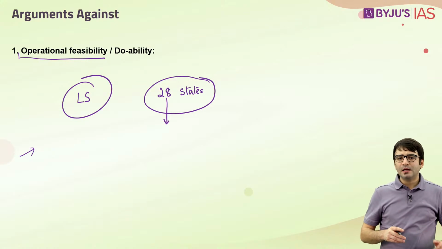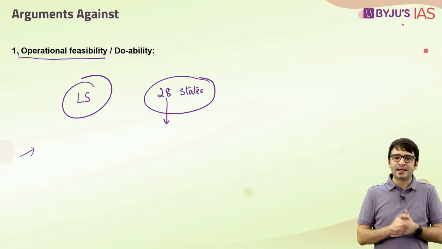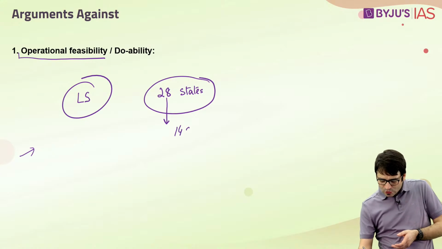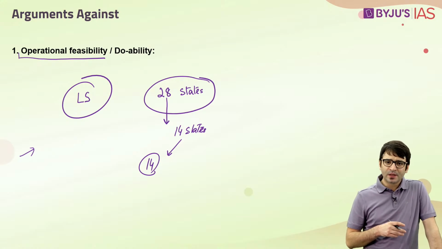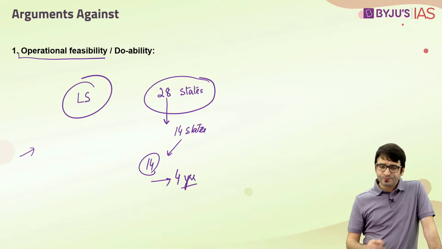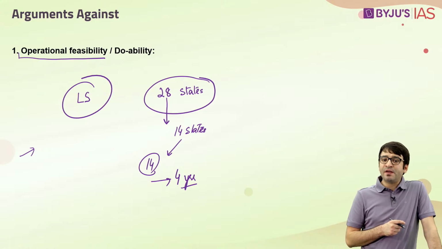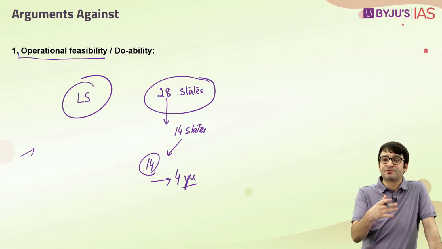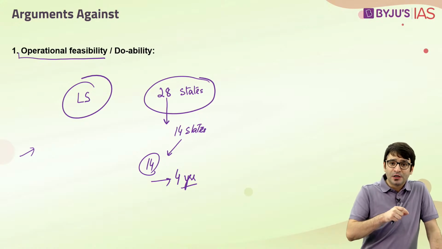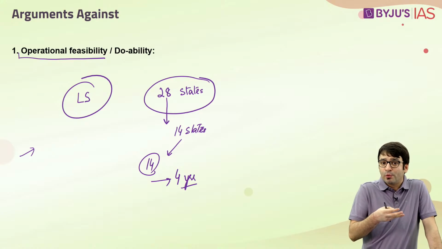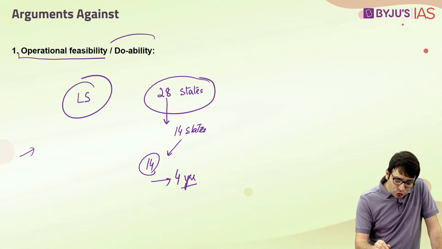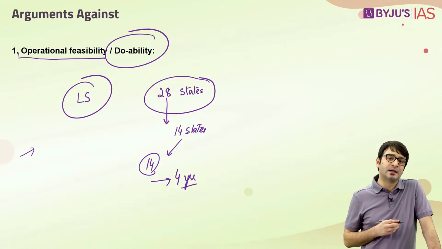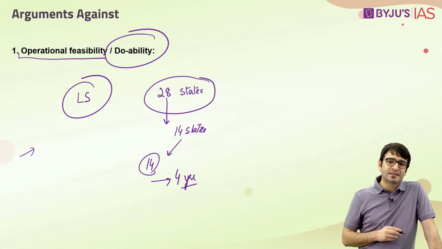Something else. Let's say, for example, if there is a stable government at the center, but there is stable government only in 14 states, and in the remaining 14 states, there is unstable government. After a year, the government collapsed. What will happen to the remaining 4 years? Does that mean for the remaining 4 years, we will have to impose president's rule in those states where the government has collapsed after 1 year or after 2 years? Is that constitutionally possible to suspend governance in a particular state because we do not have a stable government there? That means doability, operational feasibility is a concern in the smooth implementation of simultaneous elections.